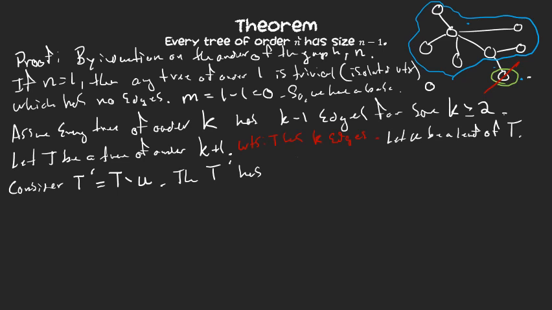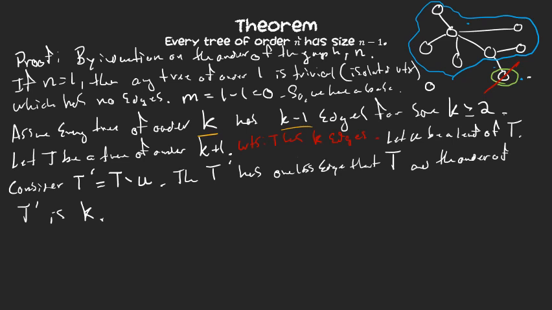Right. T has one less edge than t prime, right? We know that because u is a leaf, and t prime has one less vertex, so it is of order k. Okay, great. So we know by induction, every tree of order k has k minus 1 edges.